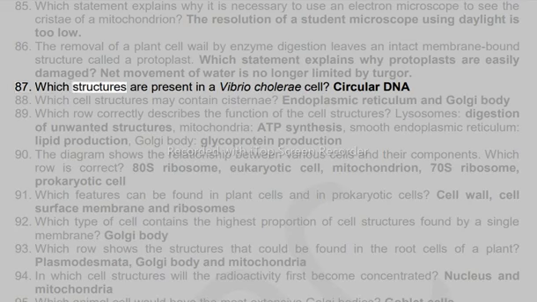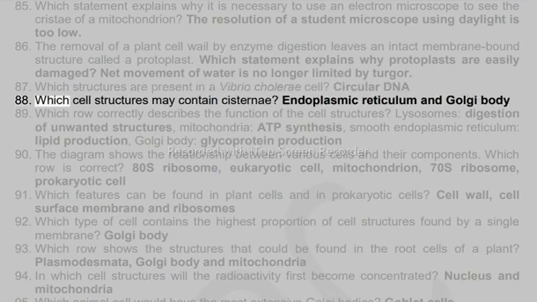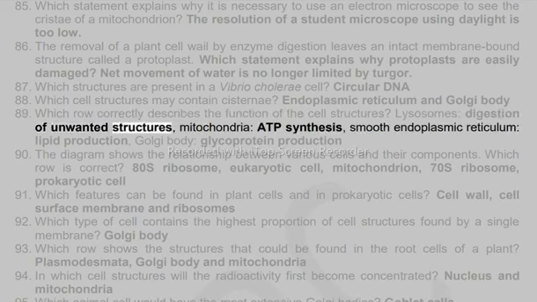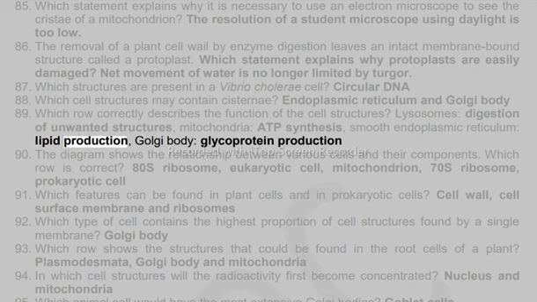87. Which structures are present in a Vibrio cholerae cell? Circular DNA. 88. Which cell structures may contain cisternae? Endoplasmic reticulum and Golgi body. 89. Which row correctly describes the function of the cell structures? Lysosomes, digestion of unwanted structures; mitochondria, ATP synthesis; smooth endoplasmic reticulum, lipid production; Golgi body, glycoprotein production.